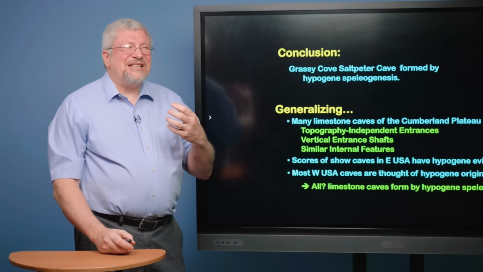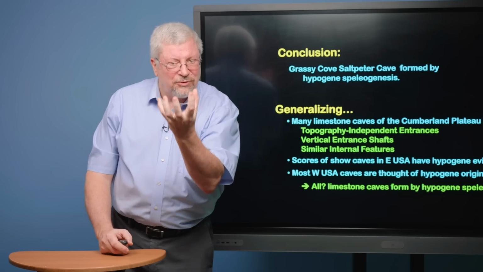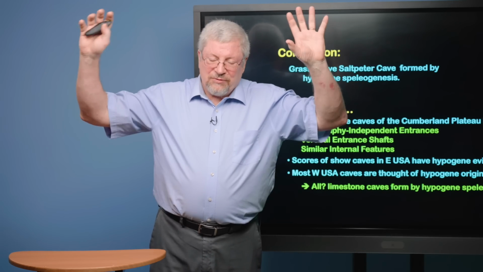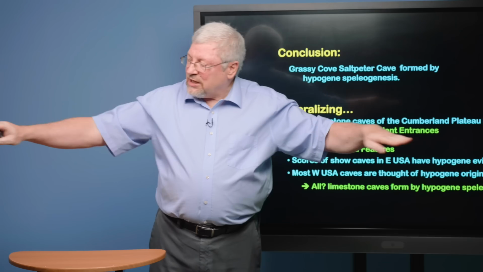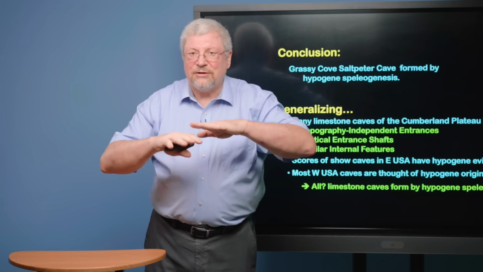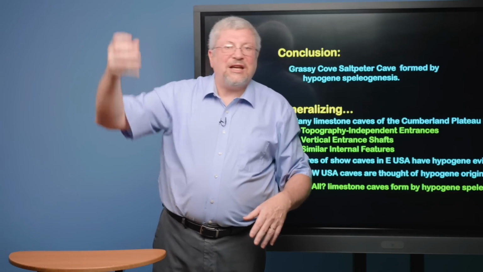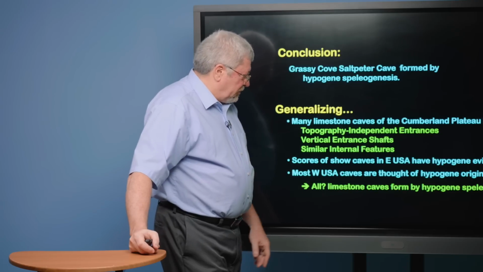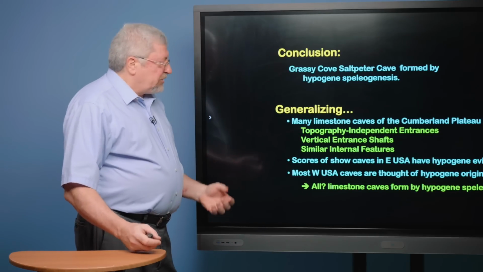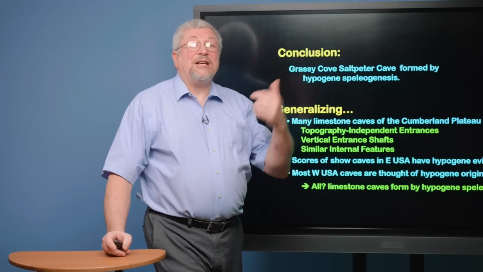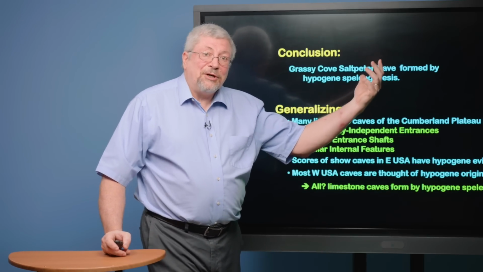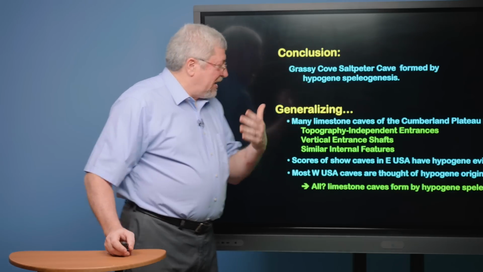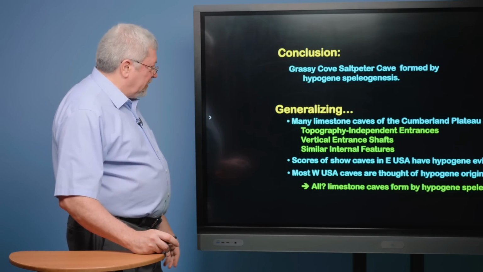So you go 241 feet straight down before you can go laterally. This is not what you'd expect of water coming from the surface, seeping down, reaching the groundwater level and creating a horizontal cave. You can't explain these vertical entrances, but most of these caves have vertical entrance shafts. Also, they look a lot alike. I can take my pictures from Grassy Cove Saltpeter Cave and show them to another caver, and they cannot distinguish that cave from the many that they have seen.